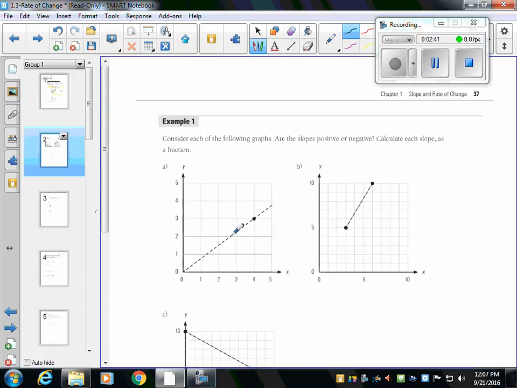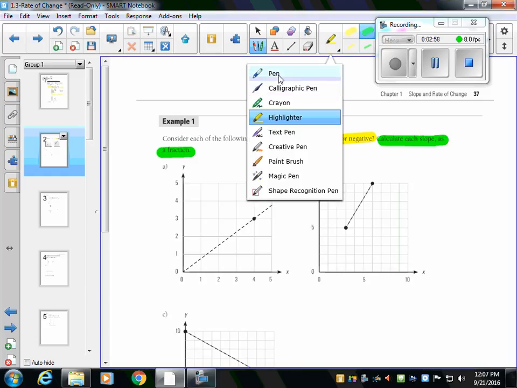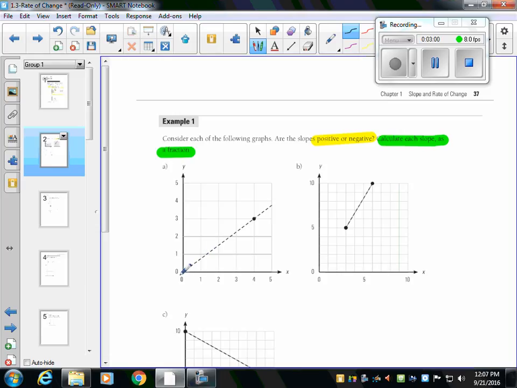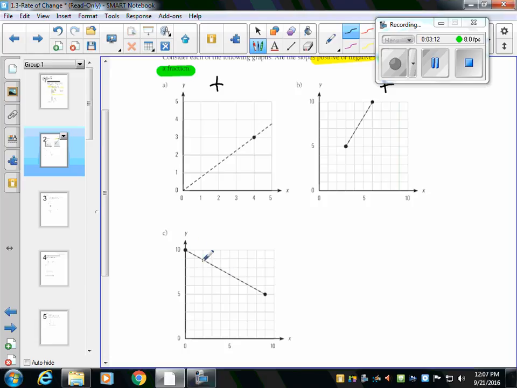So if we carry on here, we're just going to decide whether the slope is positive or negative, and then calculate the slope as a fraction. So we actually have to leave it as a fraction because it specifically states that. So when we look here, when we read left to right, it goes upwards. So this is going to be a positive slope. This one, as I read left to right, goes up. So it's a positive slope. And C down here from left to right goes down. So that's a negative slope.